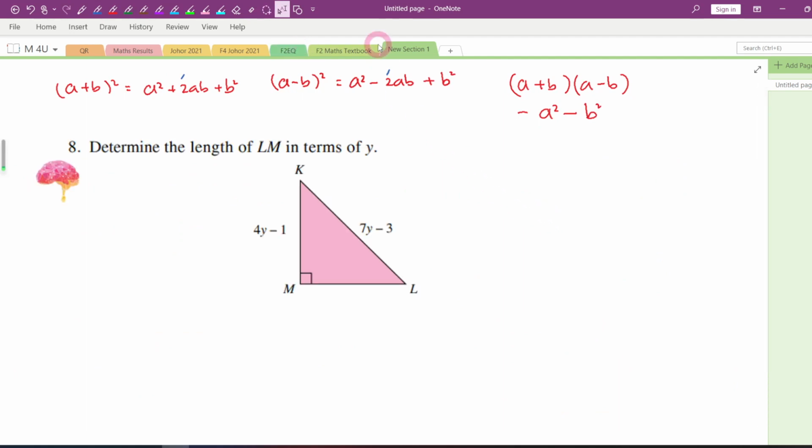Okay, let me go to question number 8. This will be the last question that I want to discuss with you in this video. So remember, student, you don't copy my solution. You understand it and you need to do it yourself. Okay, if you copy every single thing, it's actually not effective. Okay, we want to find the length of LM. So you learn this in Form 1, still remember Pythagoras theorem.